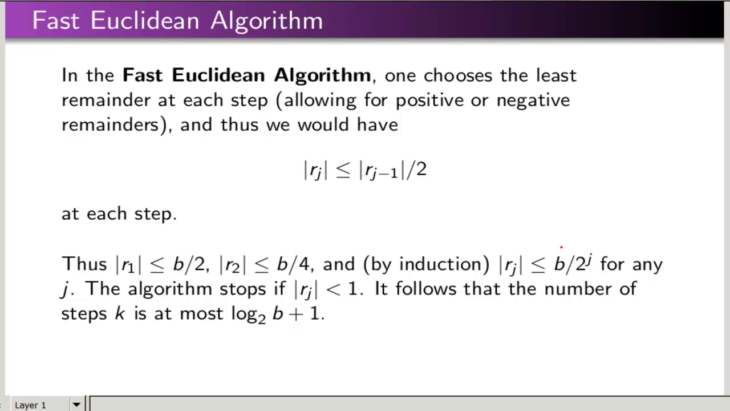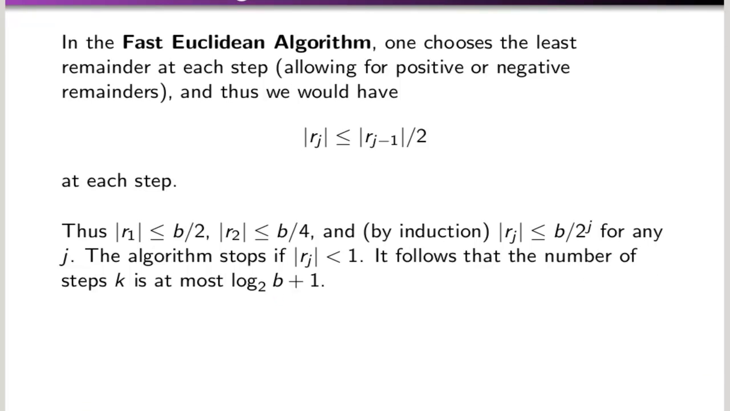So this time the number of steps is on the order of log base 2 of b, which is better than log to the base phi. So you're saving time doing the fast Euclidean algorithm.